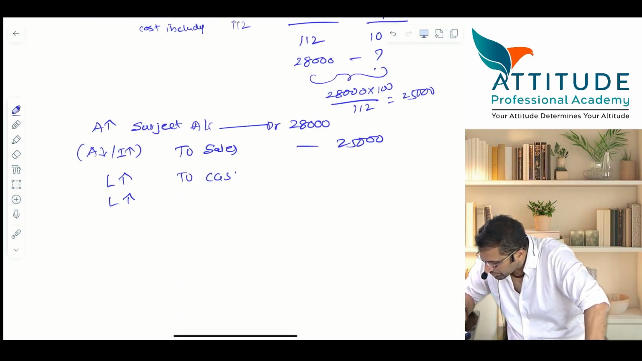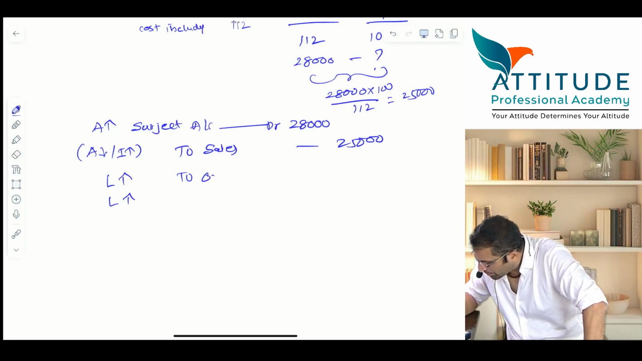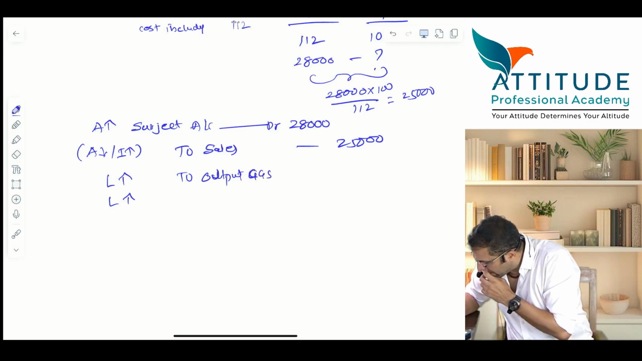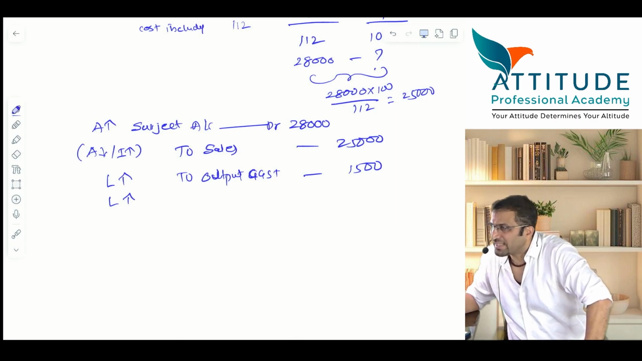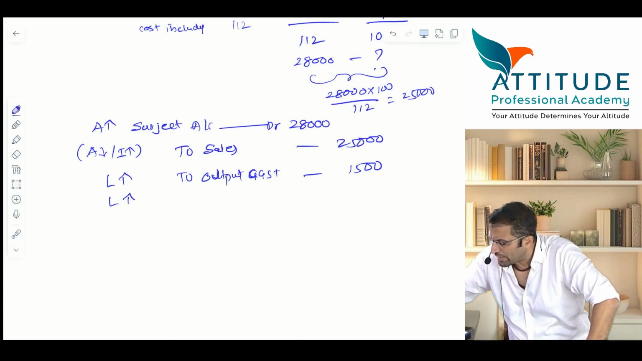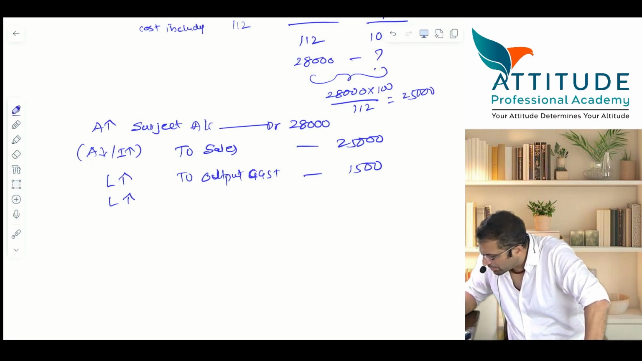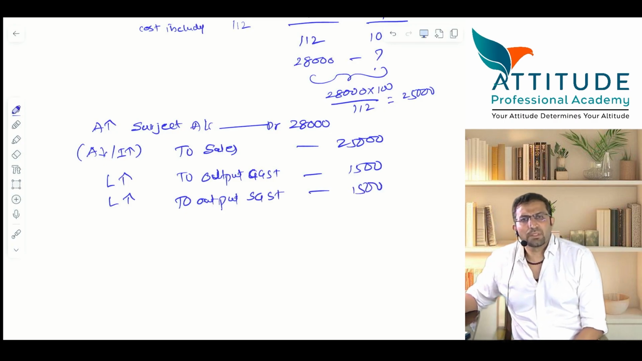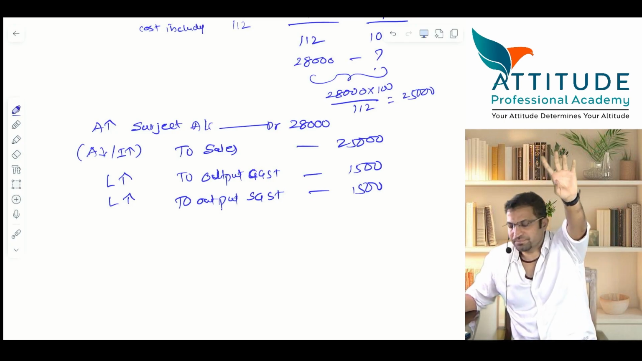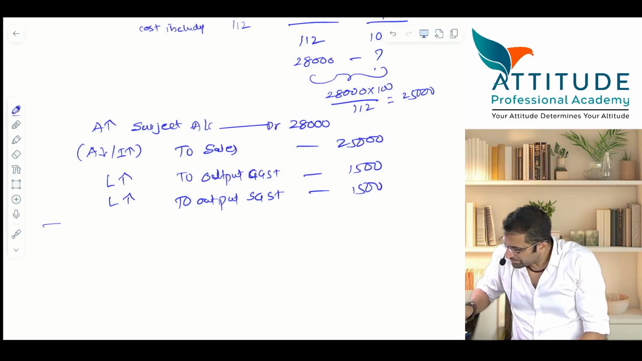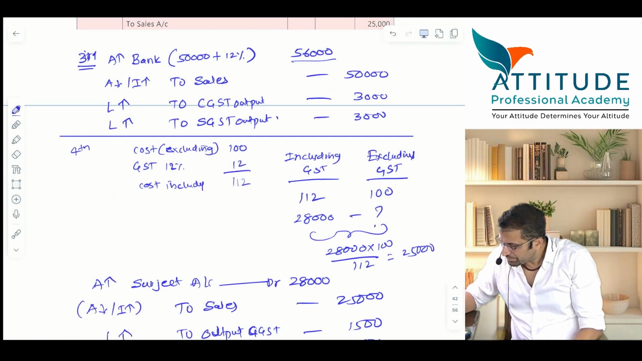Output, tell me. Output CGST, how much? 1,500. Half of 3,000 is how much? 1,500. Or apply 6% of 25,000, it is the same, 25,000 into 6%, 1,500. Correct? Two outputs. SGST how much? 1,500. Liability increases. Clear? Understood? Any difficulty? Next. Done? Next, fourth.